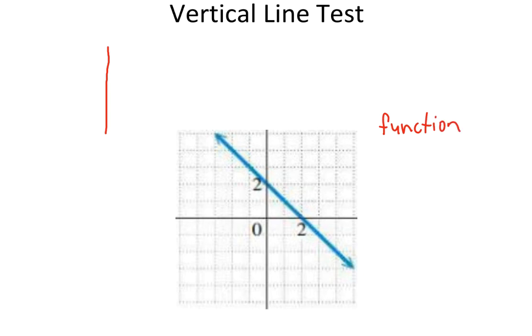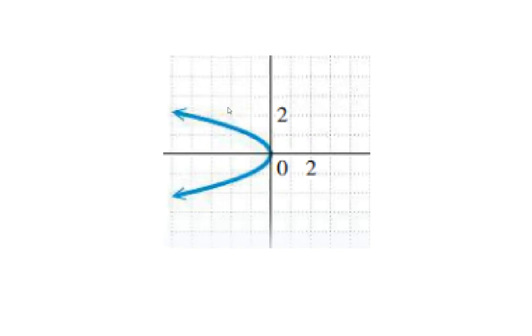Let's look at another one so you can see the difference. Okay, so this graph, if I were to take a vertical line and drag it across the graph, as you'll notice, it touches the graph in 2 points at the same time, right? It only has to do it once, but it would do it in multiple points here. It would touch our graph in more than one point at a time. So this is not a function.